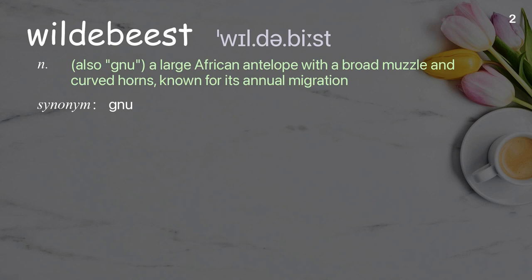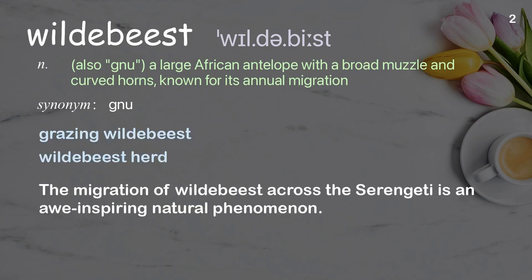Wildebeest. Also gnu, a large African antelope with a broad muzzle and curved horns, known for its annual migration. Examples. Grazing wildebeest. Wildebeest herd. The migration of wildebeest across the Serengeti is an awe-inspiring natural phenomenon.